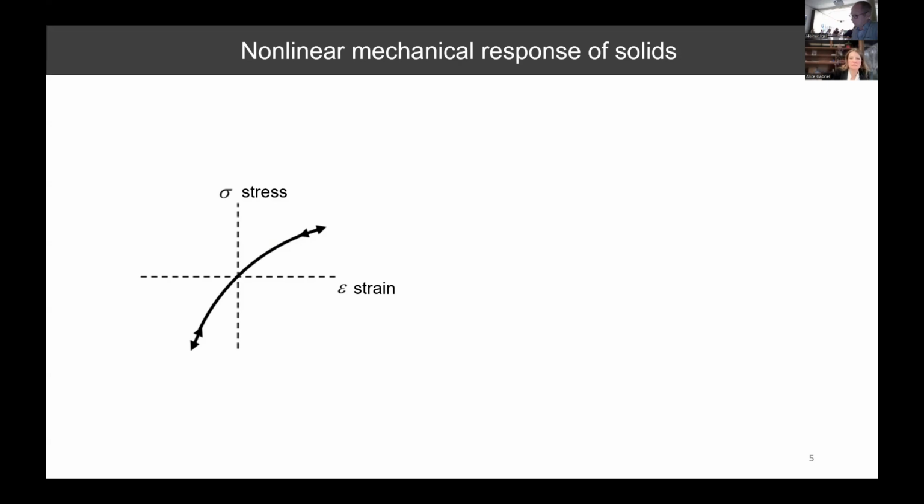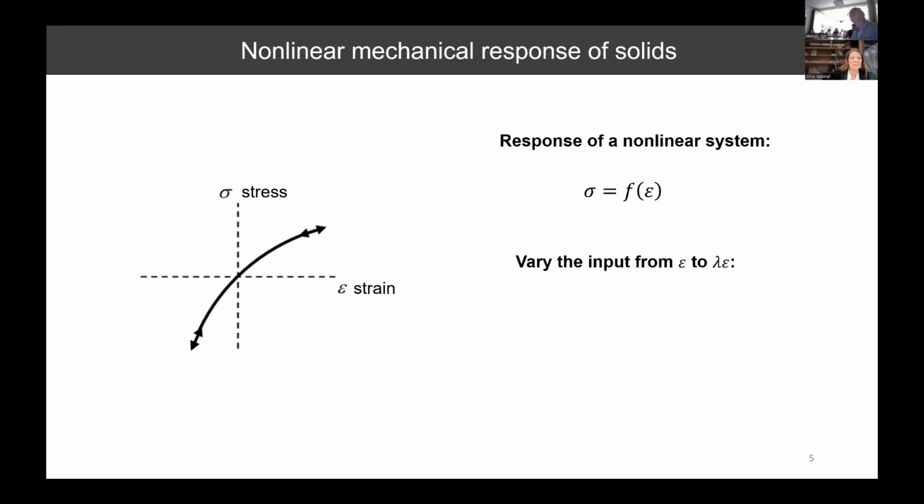For a nonlinear system, the response is described as a function of the input strain mapping to the output stress. For a nonlinear system, when we scale the input by a certain coefficient lambda, the output is not going to be scaled proportionally.